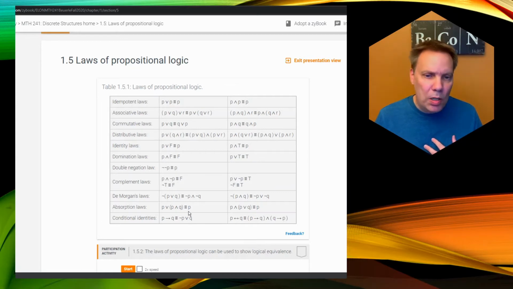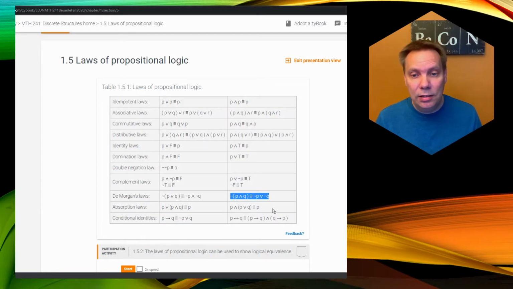And there's a whole bunch of them. I'd like you to read them. Here's a De Morgan law. This is the one we did right here. The negation of an and is an or of the negations. And here's the other De Morgan law.